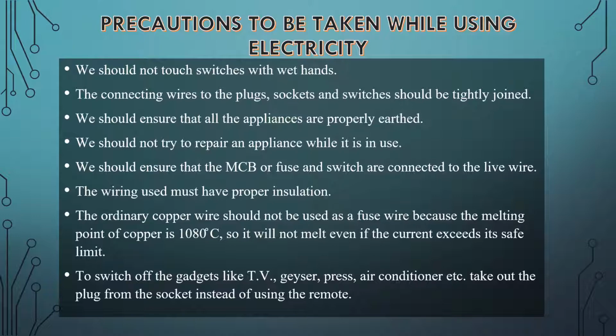Ordinary copper wire should not be used as a fuse wire because the melting point of copper is 1080 degrees Celsius. So it will not melt even if the current exceeds its safe limit. To switch off gadgets like TV, press, air conditioner, etc., take out the plug from the socket instead of using the remote.